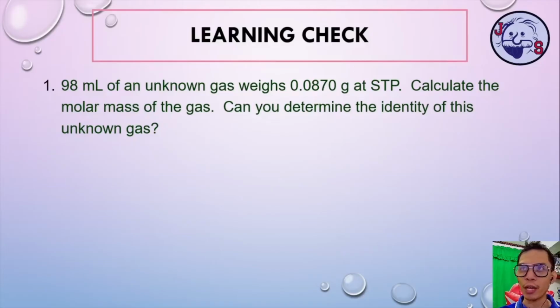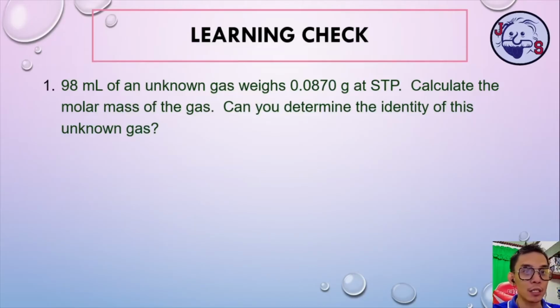Now we have the third problem. So what is this third problem? The third problem is very different because we can use the ideal gas law to predict what kind of gas we are dealing with. Let me read the problem. 98 milliliters of an unknown gas weighs about 0.0870 grams at STP. Calculate the molar mass of the gas. Can you determine the identity of the unknown gas?